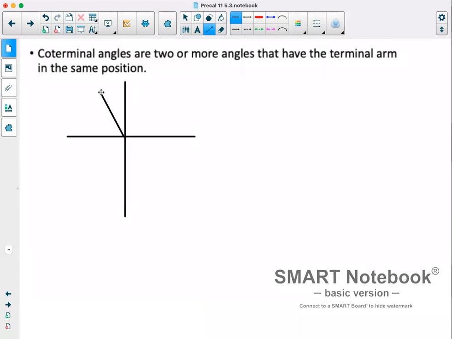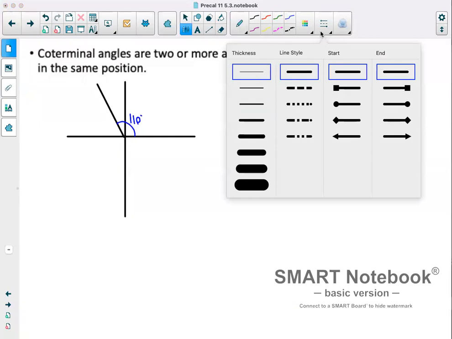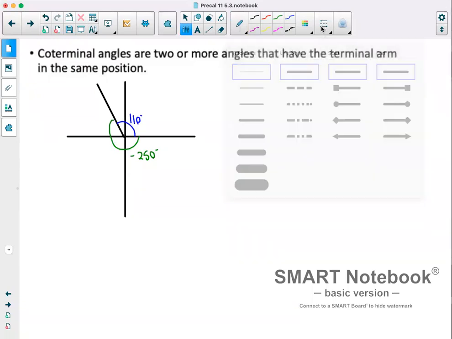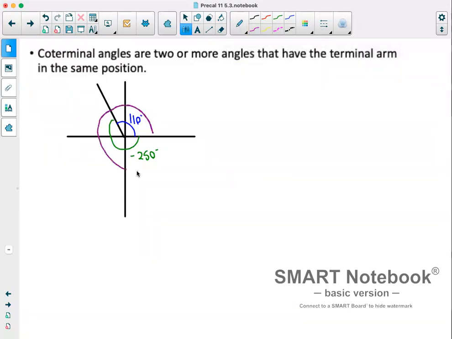So for example, if we use that same angle of 110 degrees, then that negative angle, the negative 250 degrees, would also be considered coterminal, because it's in the same location. Or alternatively, we could go around the circle more than once and back to our line. So that would be 470 degrees. Now you'll notice that all these angles are 360 degrees apart. So to get our coterminal angles, we add or subtract 360 degrees.